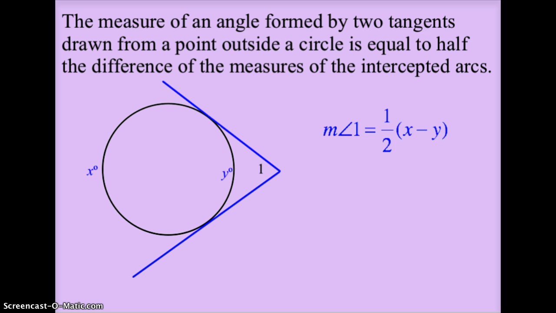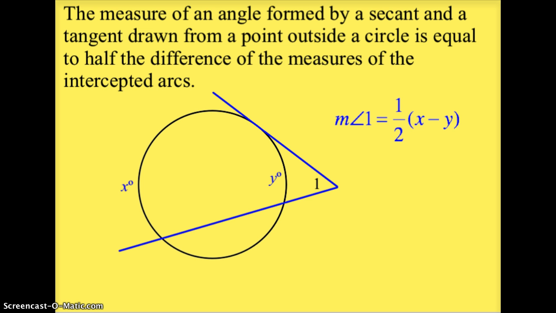What happens if we have two tangents drawn from that exterior point? That's going to be exactly what you thought. It's still going to be the measure of angle 1 is 1/2 the difference of the two arcs. So x arc minus y arc gives you a total, divided by 2 will give you the measure of angle 1. This also works if you have a tangent and a secant. Same thing. X minus y divided by 2 gives you the measure of angle 1.